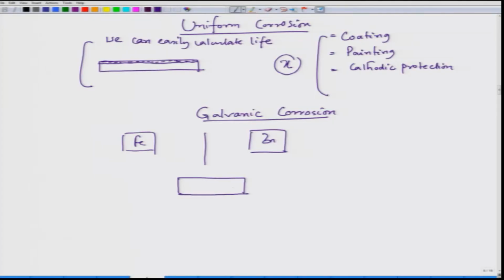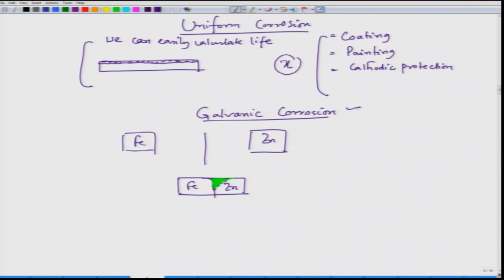But if we connect them, let us say iron and zinc are connected, and then if we dip it, then we will see that the zinc part is corroding more and the iron part is corroding less. So, this section of zinc is getting corroded. This section of zinc is corroded. Whenever this happens, we call this galvanic corrosion.